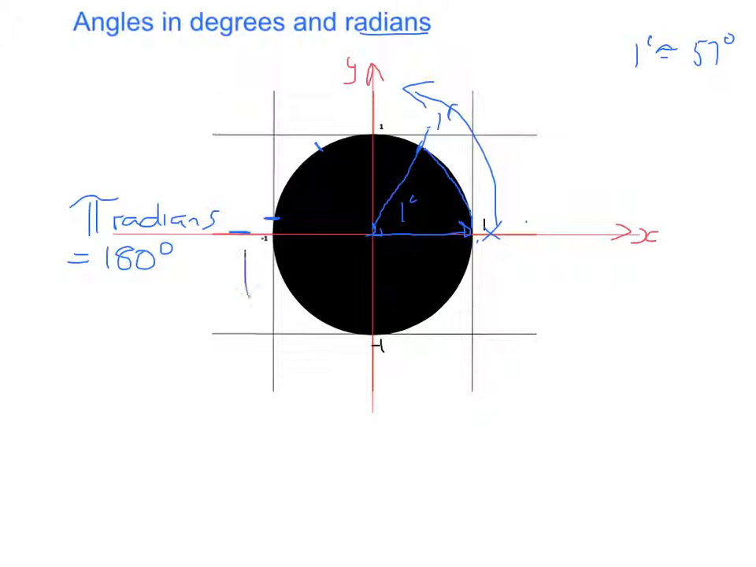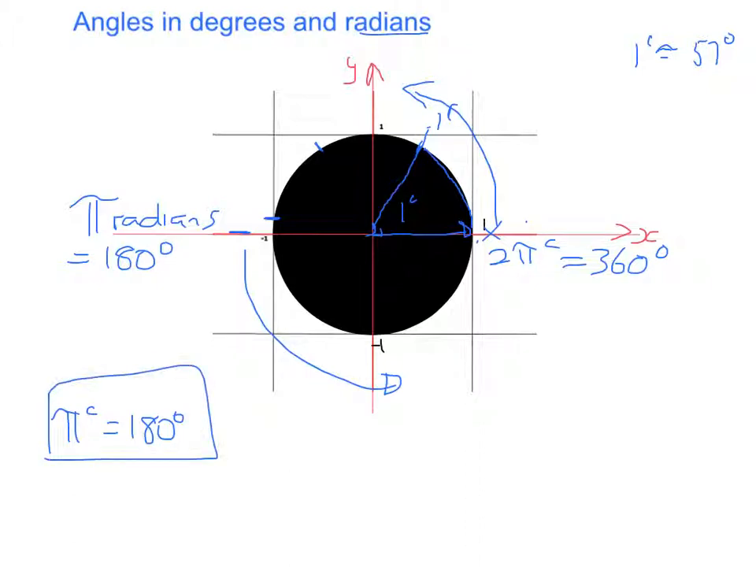And we can keep going all the way around the circle, and we get to 2 pi radians is equal to 360 degrees. So that's where we can have a conversion factor, where we have pi radians is equal to 180 degrees, or 2 pi radians is equal to 360 degrees. And that's always going to be the conversion that we use, and I'll show you how to use that in some calculations shortly.